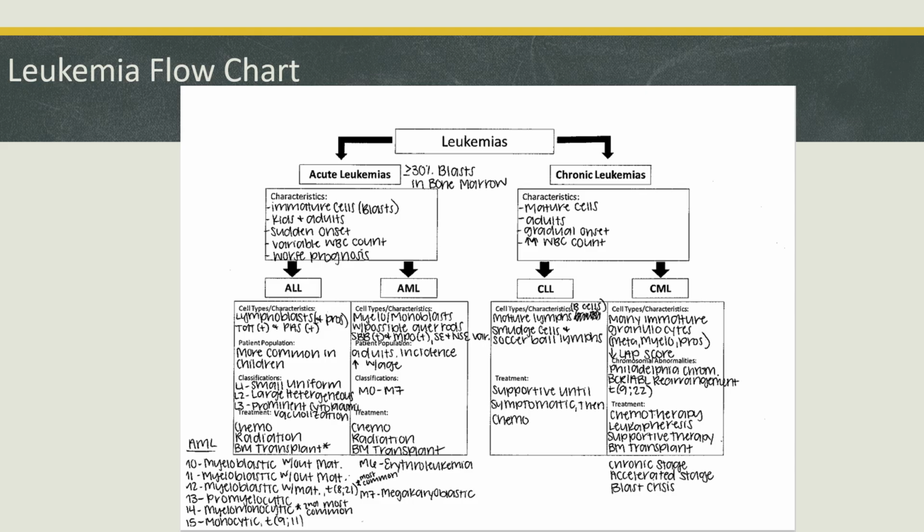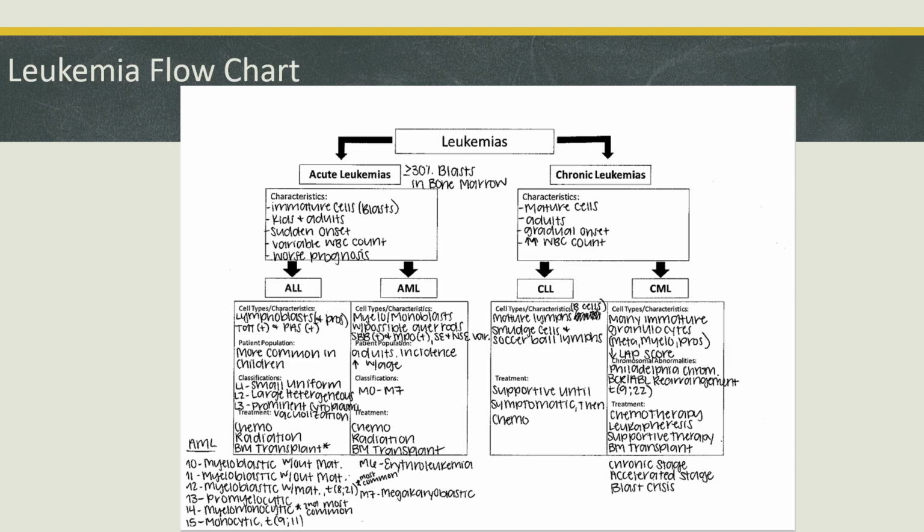In terms of patient population or demographic, we see ALL more commonly in children. In fact, ALL is the most common type of leukemia that children are diagnosed with. That doesn't mean that adults can't have ALL, and that doesn't mean that kids can't have AML. But for the most part, we think of ALL as more associated with a younger or pediatric demographic.